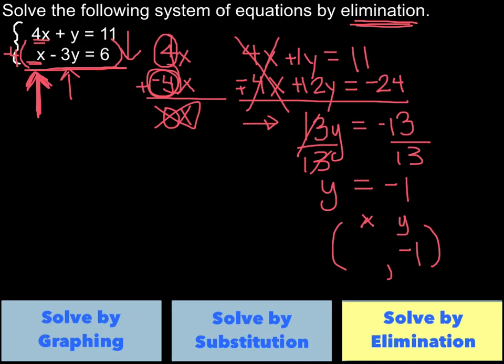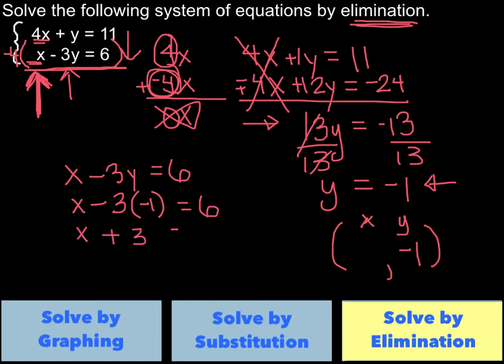All I have to do is take negative 1 and plug it in for y into one of my original equations. I'm going to pick the second one just because the numbers look smaller. So I have x minus 3y equals 6. It doesn't matter which equation you pick; it should work for both of them. So I'm going to plug negative 1 in for y and then solve. x plus 3 equals 6. I need to get 3 over here, so x equals 3. And there I have my answer.